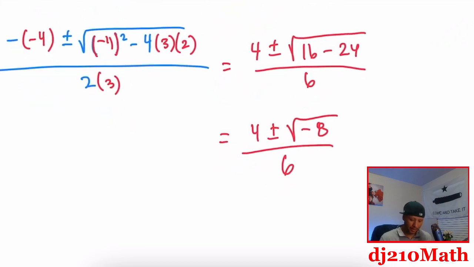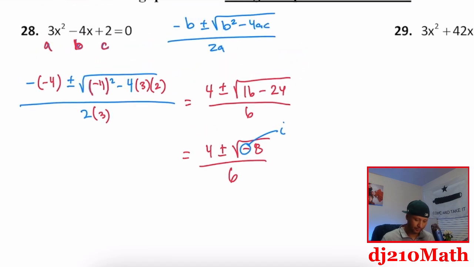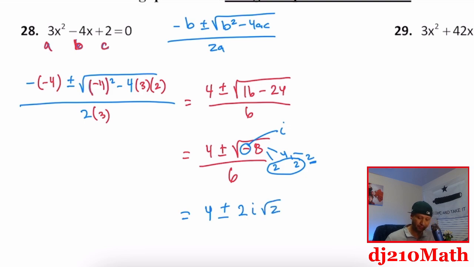All right, so this isn't that bad. Just remember, negative always comes out as an i. And we can simplify 8. 2 times 4. 4 is 2 and 2. Here's my pair. That stays behind. So almost to the final answer, we get 4 plus or minus. The 2 comes out. The i comes out. √2. All over 6. Okay.